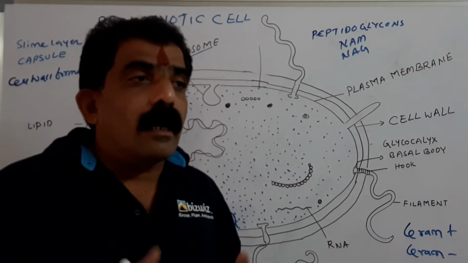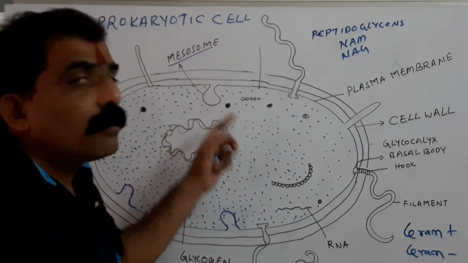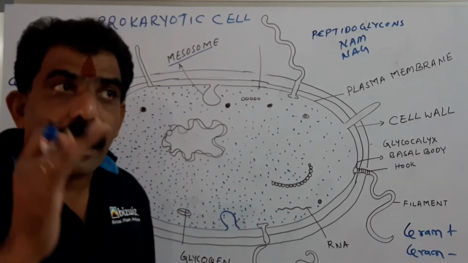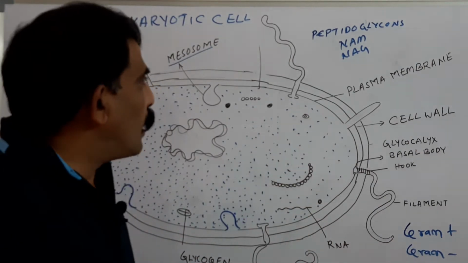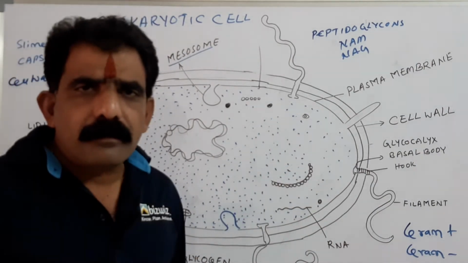Because the respiratory enzymes are located on the mesosomes only. Mesosomes act as the mitochondria of the bacteria. So, they are called bacterial mitochondria.